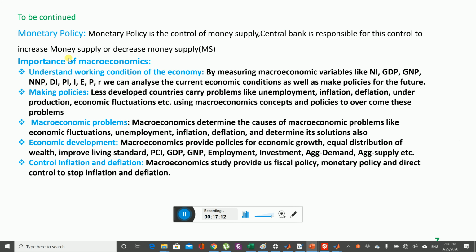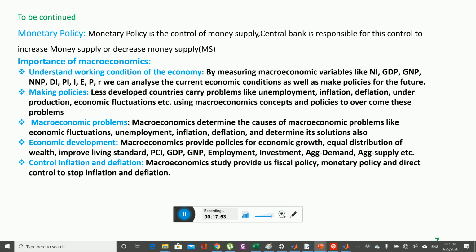Now we are switching toward the importance of macroeconomics. Why are we studying macroeconomics? The first importance is to understand the working condition of the economy. How is this possible? By measuring macroeconomic variables mathematically, statistically, like calculating national income of the state: GDP, gross domestic product, GNP, net national product, NNP, DI, disposable income, PI, personal income, I for investment, E for employment level, P for general price level, R for interest rate. These are macroeconomic variables, and these variables are statistically measurable.